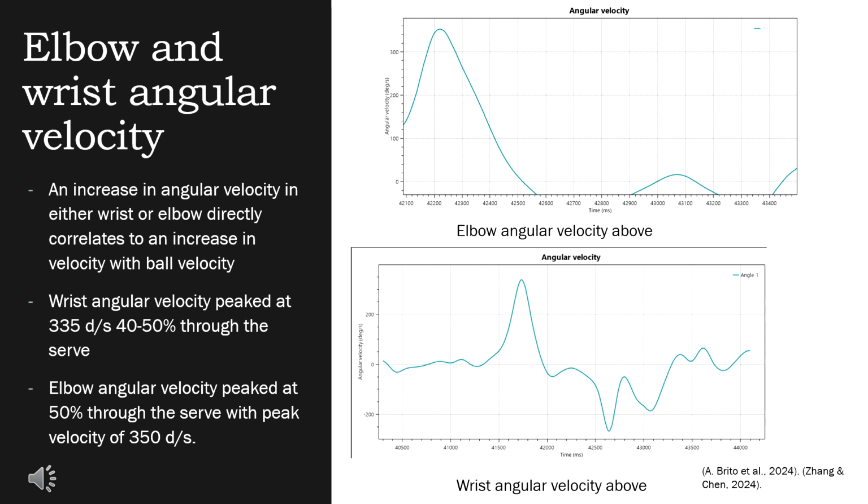Our experiment displayed peak wrist angular velocities of 335 degrees per second as shown in the graph, roughly 40 to 50% through the serve, thus highlighting the fundamental contribution of elbow extension and wrist flexion on ball velocity, as supported by a meta-analysis where the speed and the range of the wrist angle flexion effectively increases the speed of the racket, thus increasing ball speed.